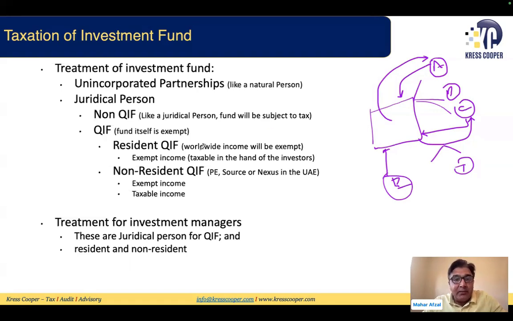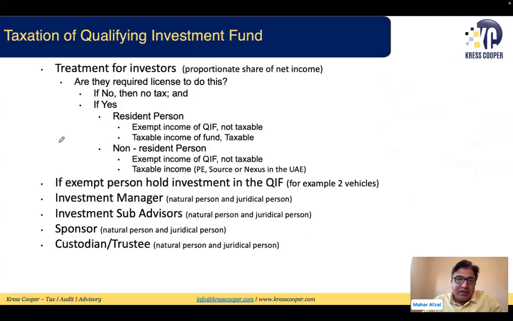So the resident, as I mentioned, worldwide income will be subject to tax. As a fund, exempt income is an exempt income. This income will be taxable in the hand of the investor, and the criteria is: if the investor doesn't need any license, then income will not be subject to tax in the hand of the investor. If an investor license is required, or the investor is a company which is making investment, then exempt income will be exempt and taxable income will be taxable in the hand of the investor. This I have mentioned under this.